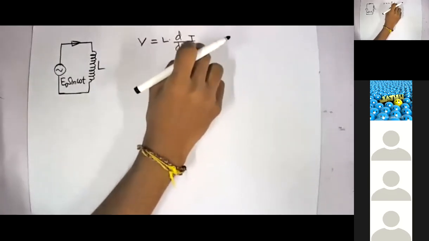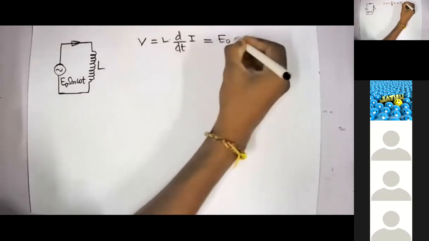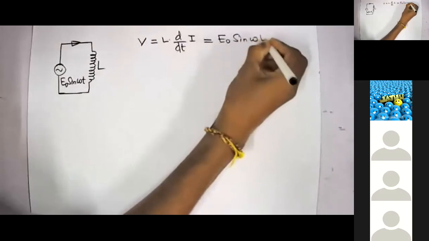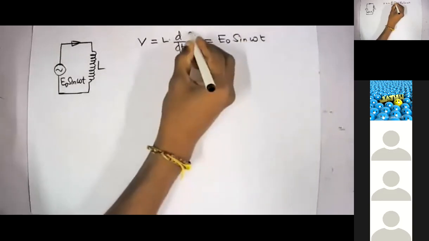Clear? So what is my VL? It equals E naught sine omega t. So look at here, you need to calculate I.